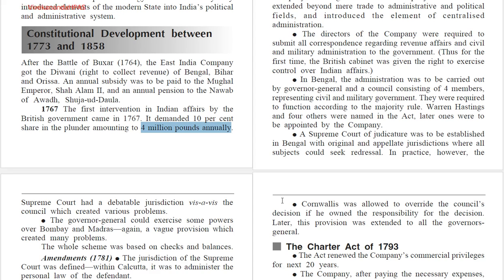Therefore, the court of directors, who were within the company, okay? They were the members of the company. The court of directors were now asked to furnish any information with respect to the revenue, civil and military affairs to the British government. So I hope this is clear. And one more thing, the Madras and Bombay were made subordinate to the Governor General of Bengal. So I hope this is clear.